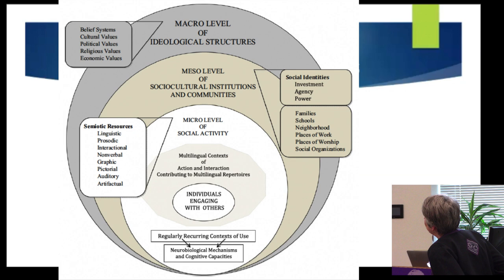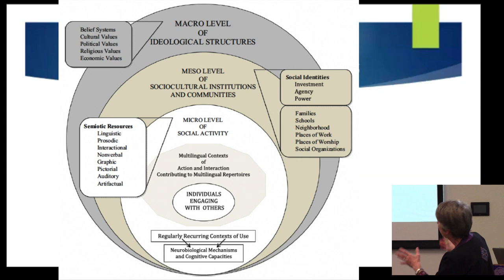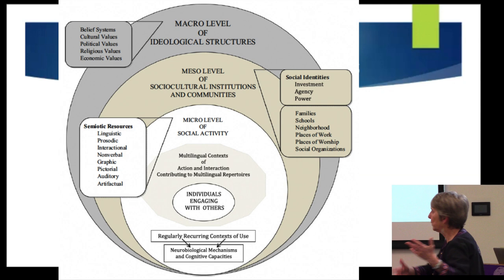So you've got a macro level, so you want to include what's happening in the society at large, what's the power structure, what's going on with the laws in the country, and what are the political values, talk about religious values, so these big issues. And then a meso level, so within that, the ideological structures, within that, for the teaching learning situation, you have institutions and communities. So social identities, Bonnie Norton's investment in agency and power, her issues come in there. Then you have families and schools and neighborhoods and places of work. So genre analysis was always about places of work. How do people talk in their places of work? Places of worship, social organizations.